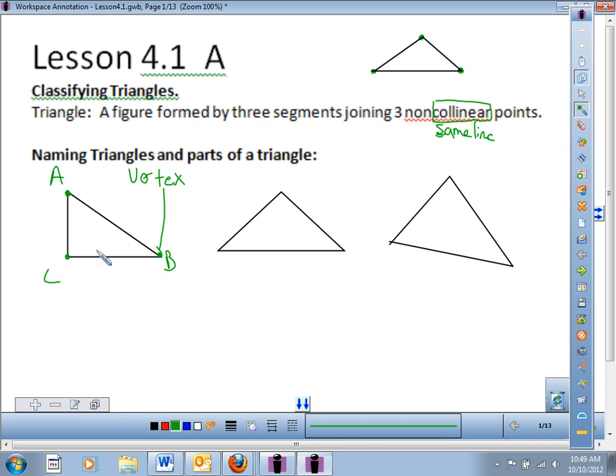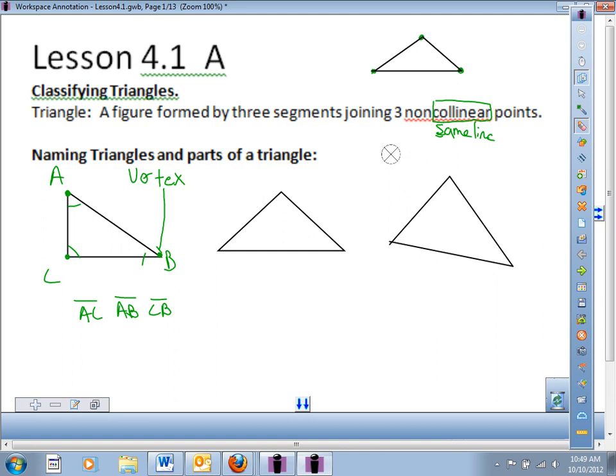Now if we were to name sides, each side is a segment, so I call this side segment AC. I could call this side segment AB. And then I could call the third side segment CB or BC. Okay, so those are the different parts of the triangle. We have our vertices, which are where our angles occur, and then we have each side.